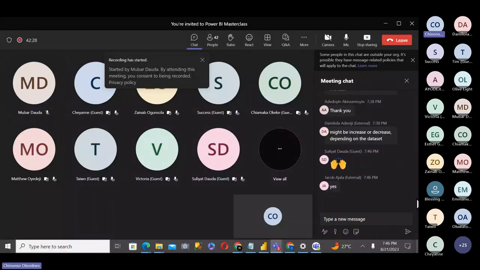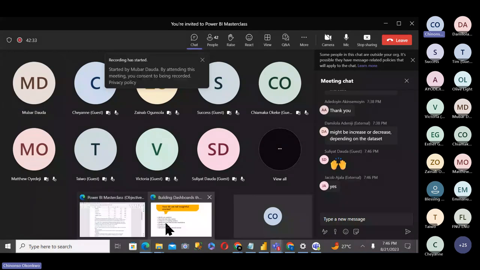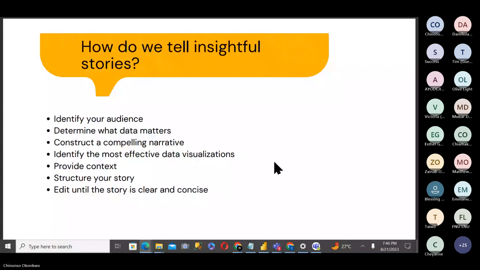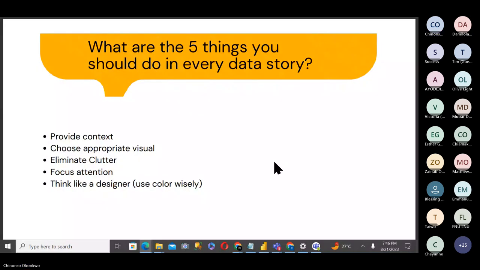Going back. All right. So now, what are the five things you should do in every data story? These are five tips. Provide context. That's the most important thing. I feel like we have been talking about context, even context will already be tired. But it's not going away anytime soon. So providing context is very important.